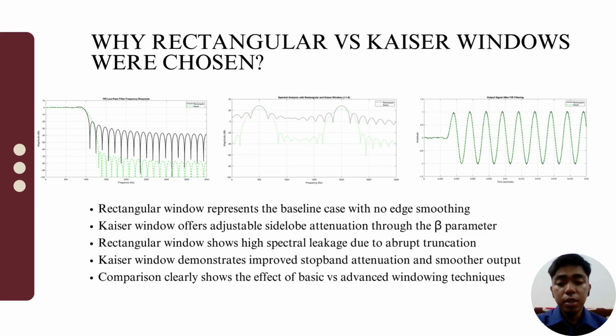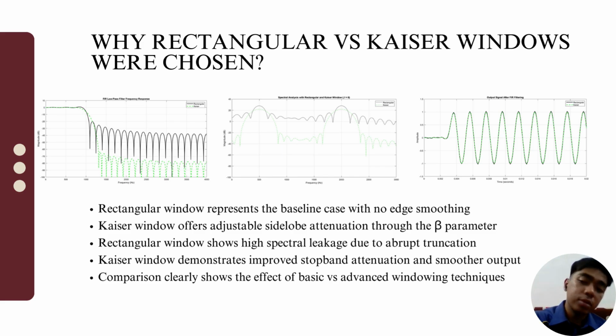For the Kaiser window, I use a beta value of C. And this is a crucial parameter because, unlike the fixed rectangular window, the Kaiser beta allows us to tune the trade-off between the main lobe width and the side lobe attenuation. I calculate the window coefficients using the modified Bessel function of the first kind in MATLAB. You can see it in the code.